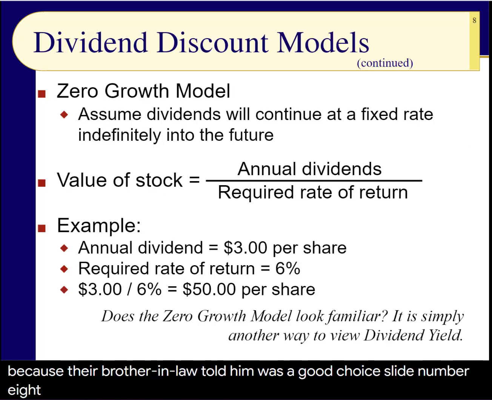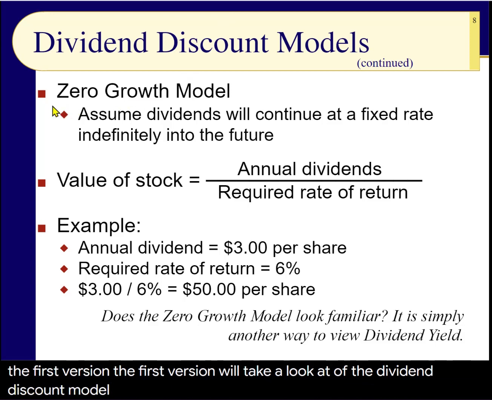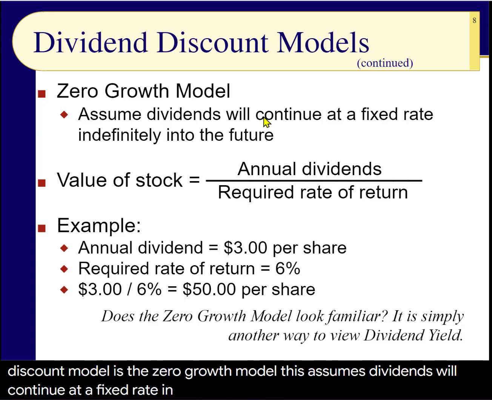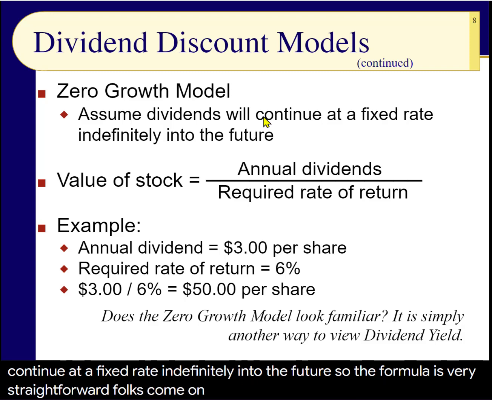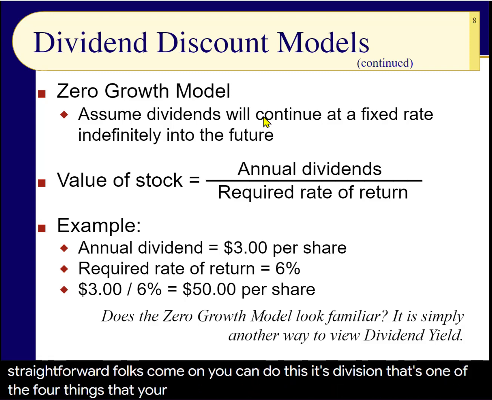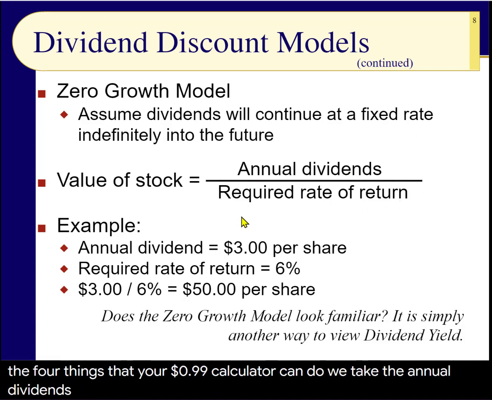Slide number 8. The first version we'll take a look at of the dividend discount models is the zero growth model. This assumes dividends will continue at a fixed rate indefinitely into the future. So the formula is very straightforward, folks. Come on, you can do this. It's division. That's one of the 4 things that your 99-cent calculator can do. We take the annual dividends divided by the required rate of return. Okay, and that's how we value the stock.